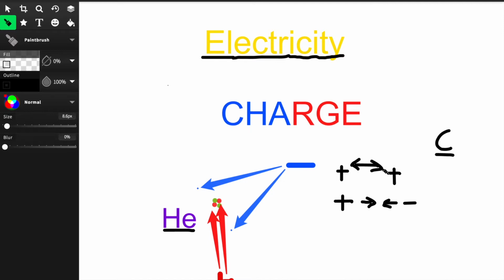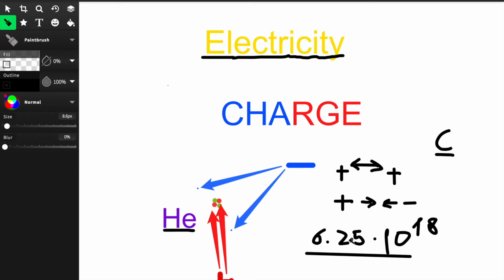1 coulomb is equivalent to 6.25 times 10 to the 18 electrons or protons. So, think about 10 to the 18. 10 to the 18 is a massive number. This is huge. So if you take this number of protons or this number of electrons and you put them together, you get a coulomb of charge.